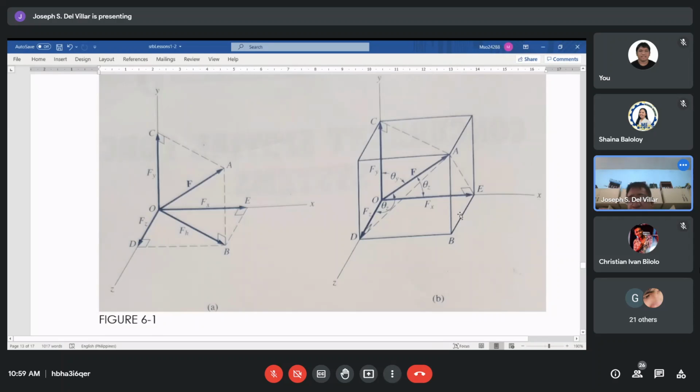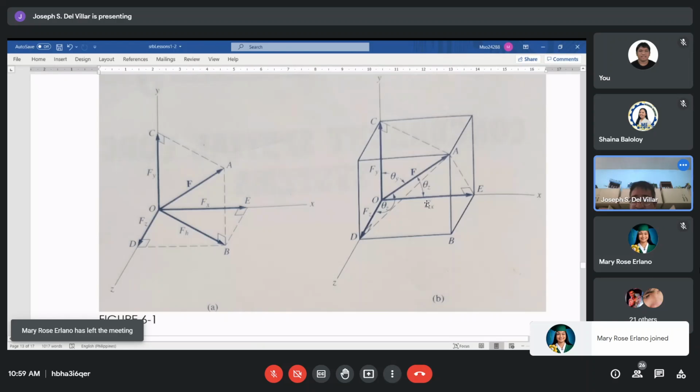Now, please correct this in your notes: this angle is not theta sub C, it is theta sub X. Please do the necessary correction. This is theta sub X. It is the angle made by force F with the positive x.